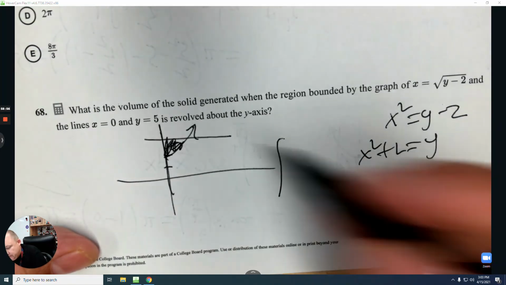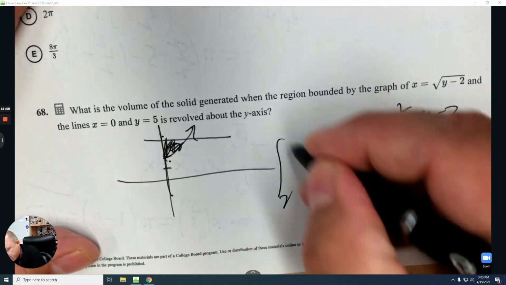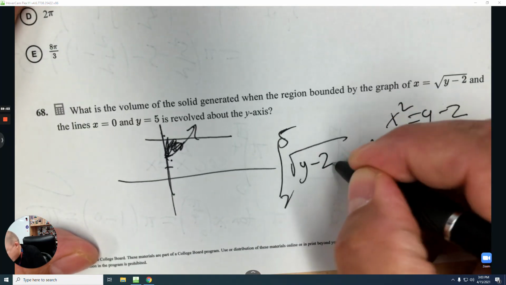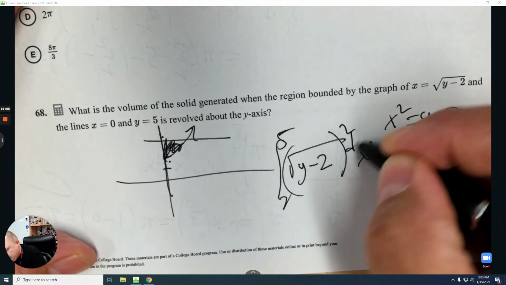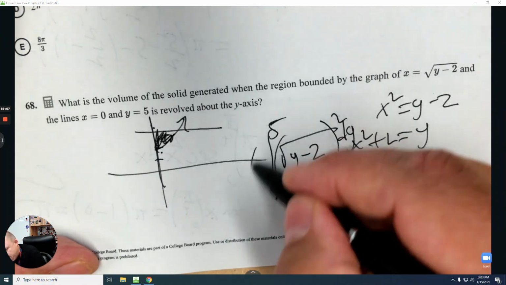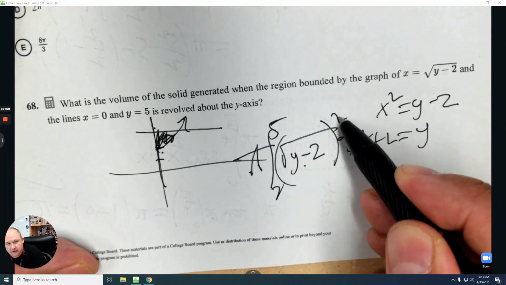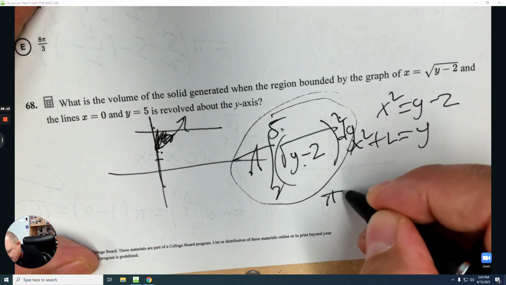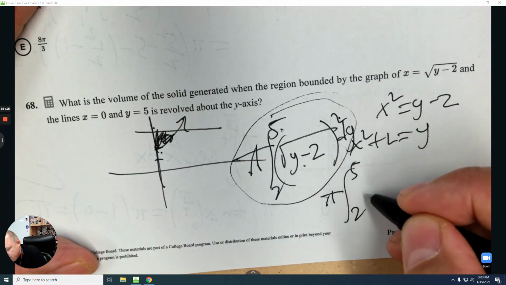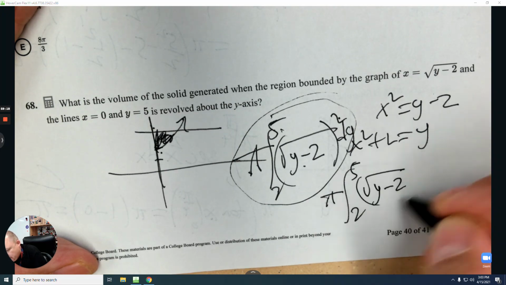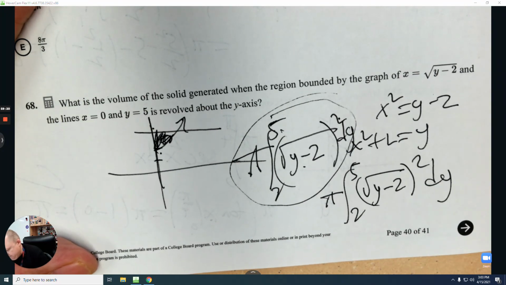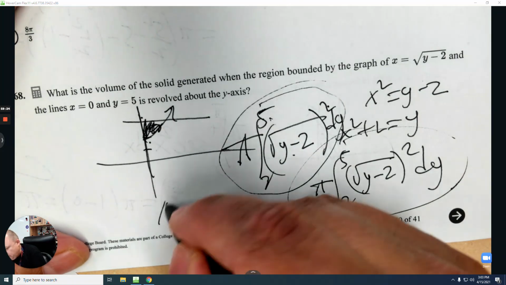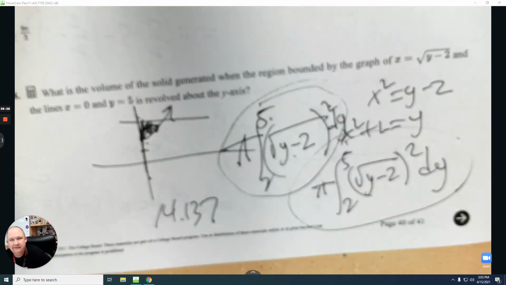So we're going from 2 to 5. And it's the square root of y subtract 2 squared dy. So it's pi r squared from 2 to 5. That's what you put in the calculator. So again, pi 2 to 5 square root of y minus 2 squared dy. That's what you put in the calculator. Press pause, and the answer is 14.137.